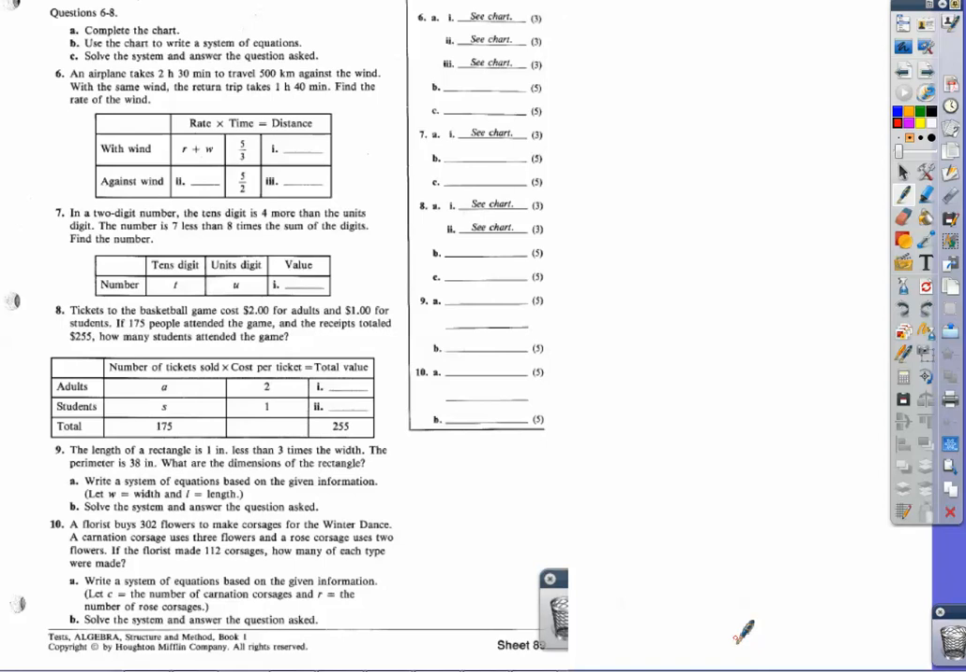So this is problem 6 on chapter test 9, form B. Hopefully your teacher isn't going to give you this test at school.